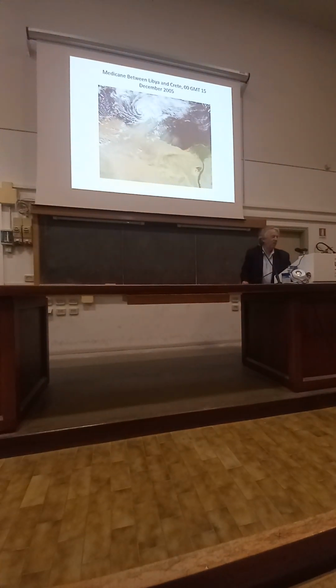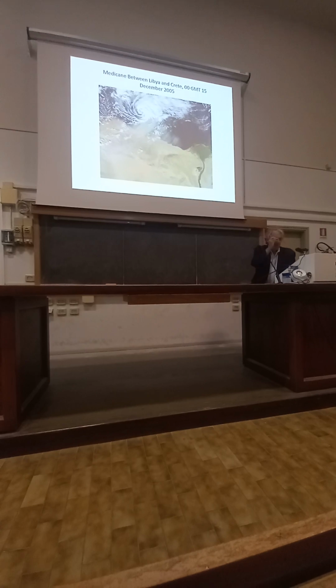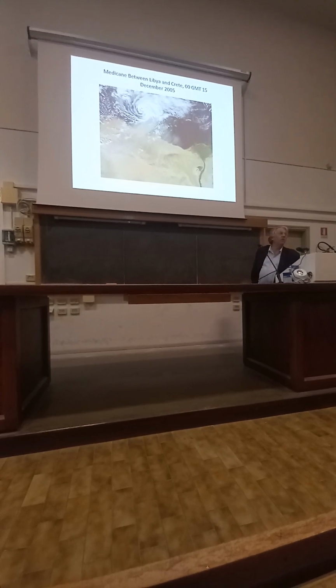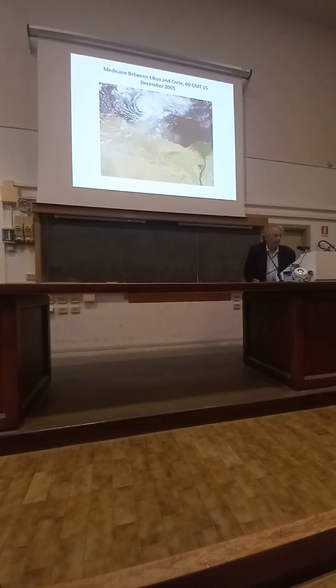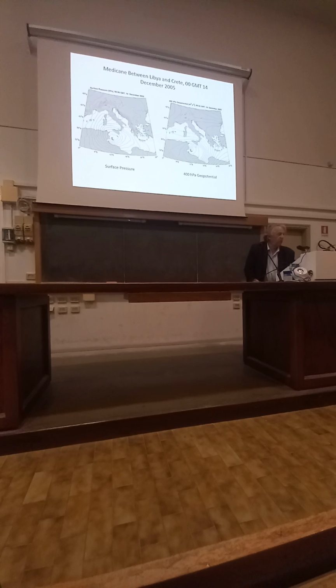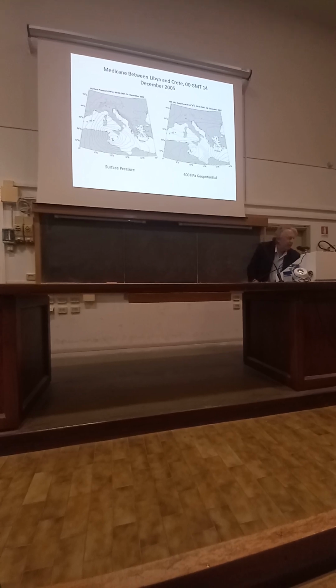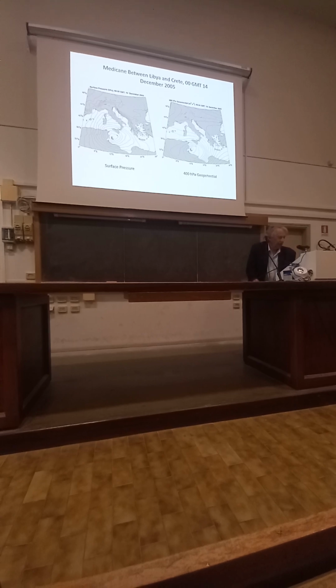And here is a satellite photo of a medicane in 2005 between Libya and Crete. You see it there, it looks like a tropical cyclone. It is physically the same thing. And if we look at the surface pressure, here's the analyzed surface pressure on the 14th of December, 2005, on the left. And again, here's the upper tropospheric pressure, if you will, of the geopotential 400, showing a co-located low.